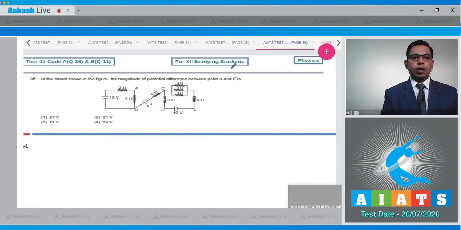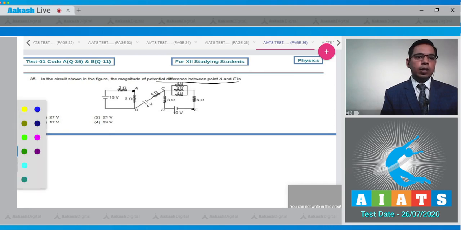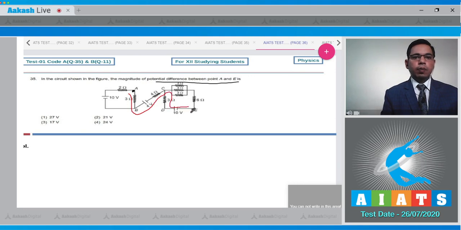Now move to question number 35, which states that in the circuit shown in the figure, the magnitude of potential difference between points A and E is. Now here point A is at this path and A is at this path. Now we can see that from here A to this, via this we can reach here at point A. Now we can see that in this path the current is I1, and here the current will be I2. Since the current in the VC branch will be 0 because there is no reverse path.